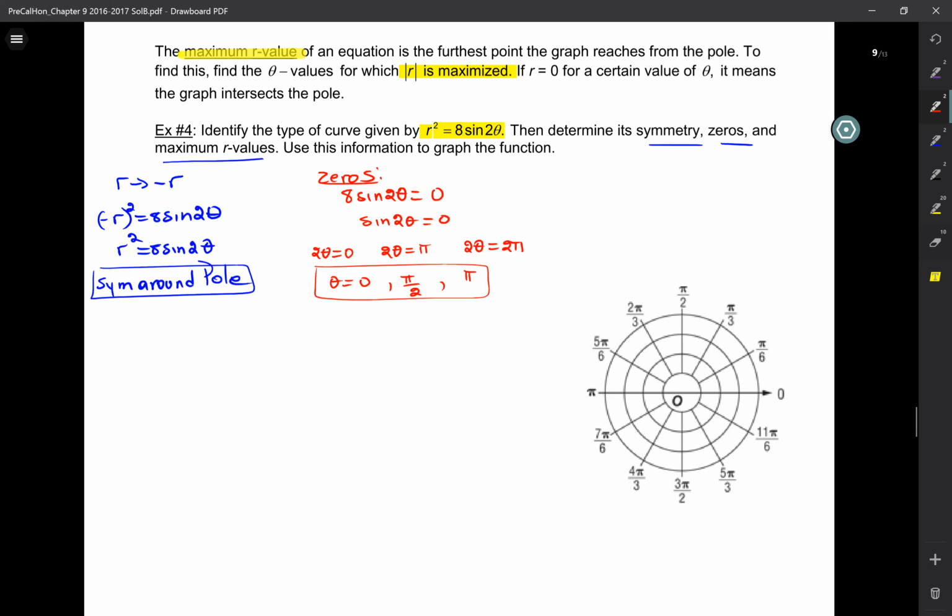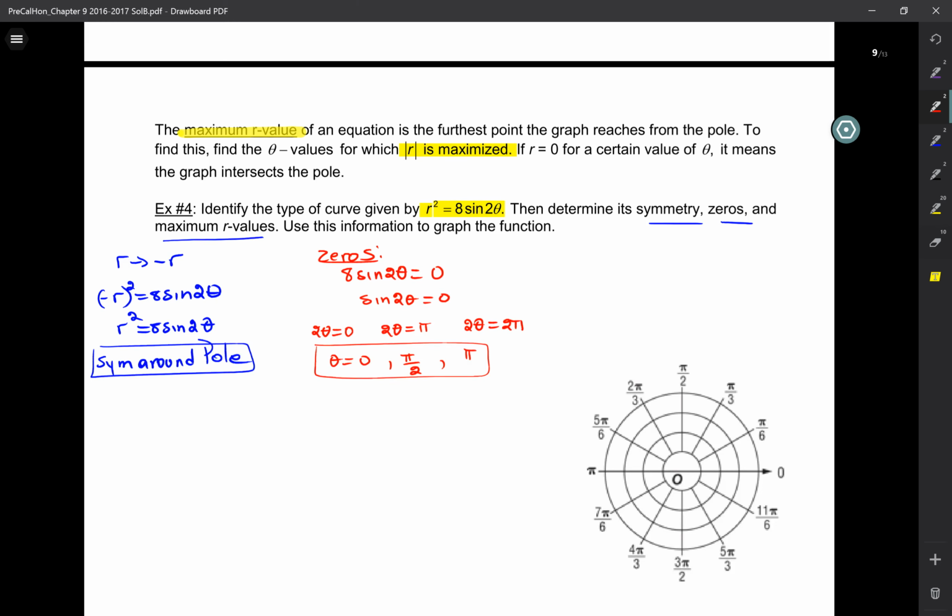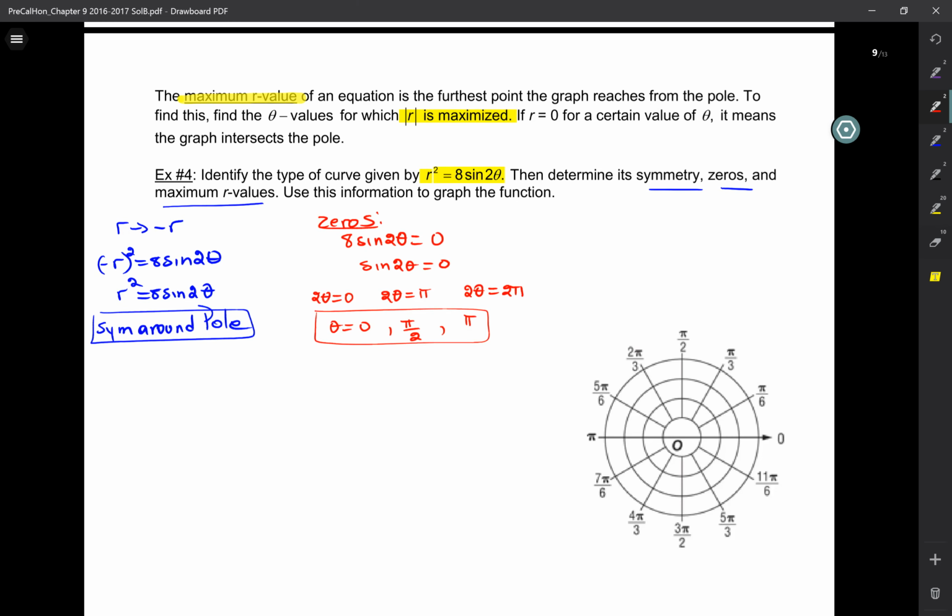All right, now, maximum R values, right? There are several ways to do it. Mathematically speaking, this is a sine. Where is it going to be a maximum? When sine is equal to plus or minus 1, right? And for what values of theta does that occur? Pi over 2 and 3 pi over 2. Those are where it extends radially outward.